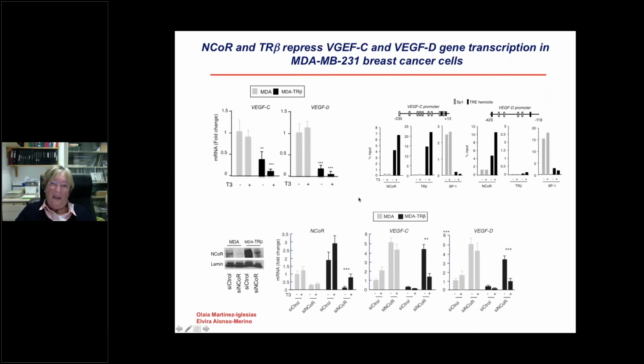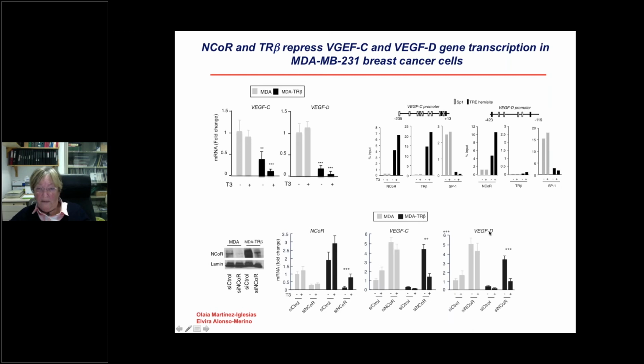And these indeed are NCOR target genes, as demonstrated by NCOR knockdown. You could see that when we knock down NCOR in these breast cancer cells, both parental and expressing TR-beta, we could observe re-expression, or a large increase in the transcription, of these genes.